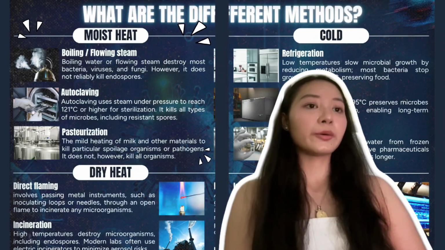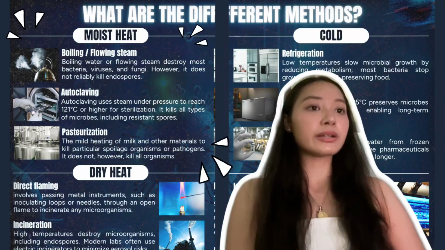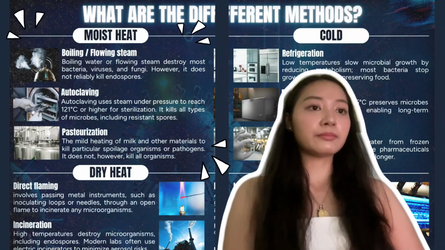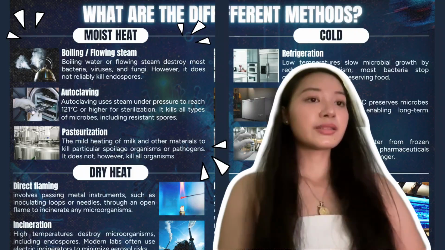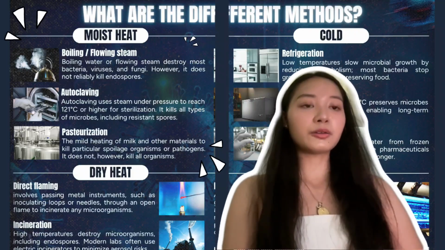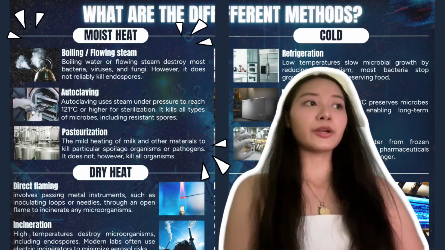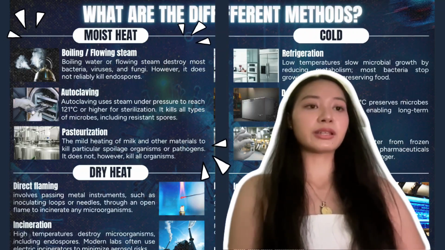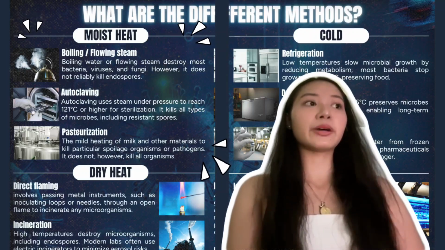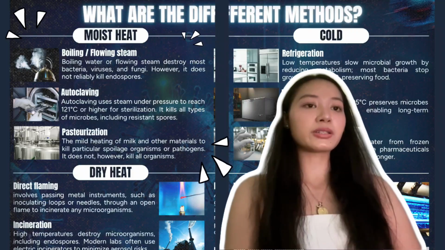boiling water or flowing steam destroys most bacteria, viruses, and fungi. However, it does not reliably kill endospores. The second method for moist heat, autoclaving, uses steam under pressure to reach 121 degrees Celsius or higher for sterilization. It kills all types of microbes, including resistant spores.